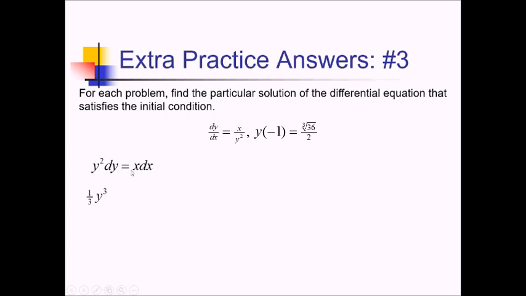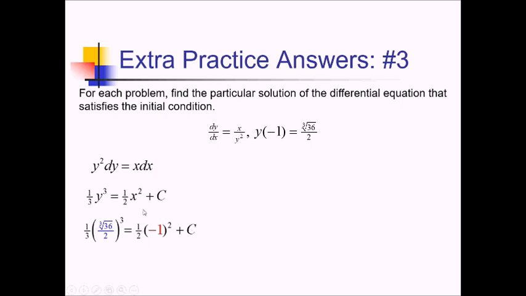On the right side, this is going to be 1/2 x squared plus c. We still need to find the c value though, so we're going to plug in the initial condition to do that. So I have 1/3 times the y value, cube root of 36 over 2, all of that cubed. So that's kind of a crazy one, and we have a 1/3 out there as well. And on the right side, we have 1/2 times the x value, negative 1 being squared, and then we have the plus c as well.